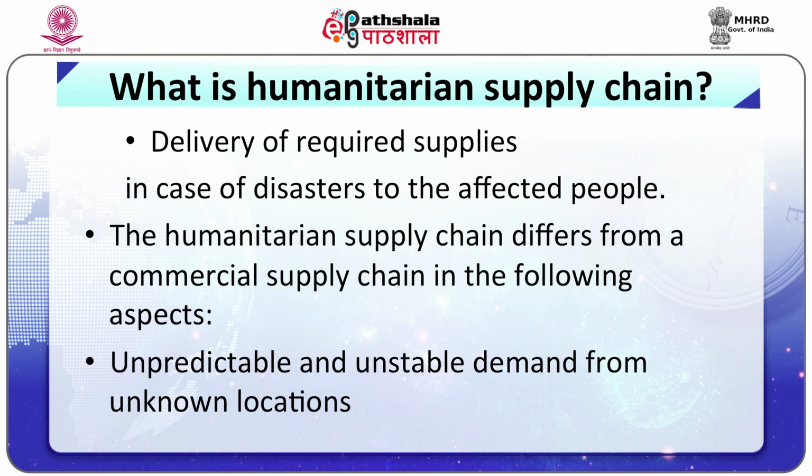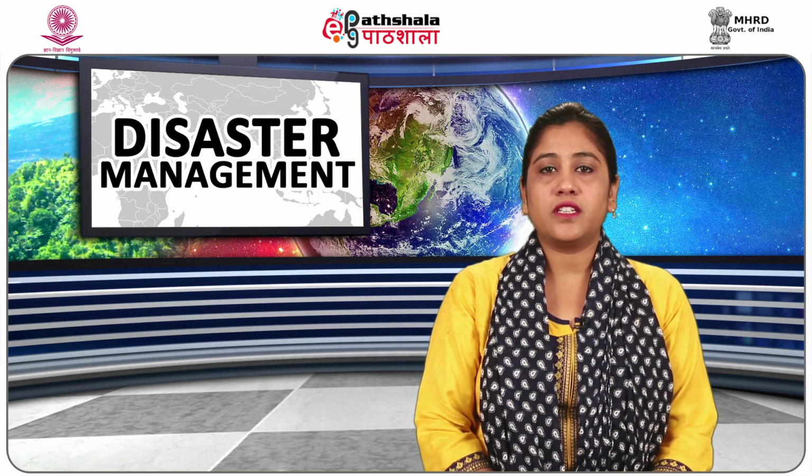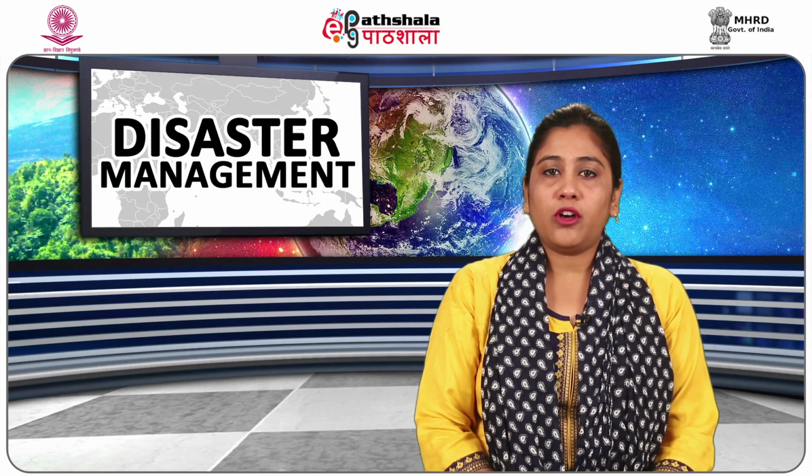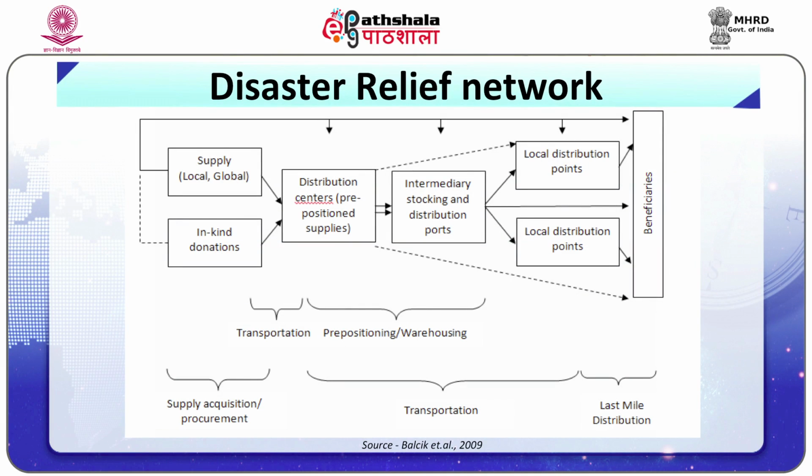The humanitarian supply chain differs from a commercial supply chain in the following aspects. Unpredictable and unstable demand from previously unknown locations. Usually, the production phase is not considered in humanitarian supply chain. The cost of supply-demand gap is very high in the humanitarian supply chain, which is often life and death. Due to the involvement of multiple stakeholders and the ultimate motive of providing essentials to the affected community, there is little performance measurement built into the system. The last one is variable level of enabling technology, especially if the operations are from a developed nation organization working in a developing or underdeveloped nation.